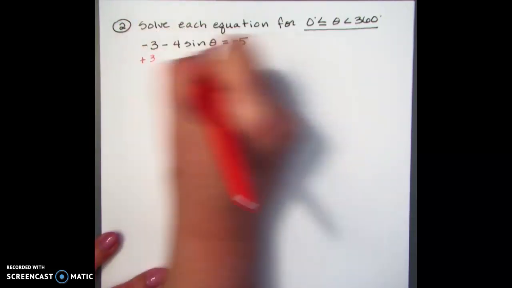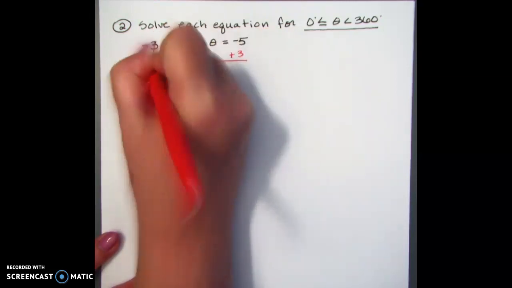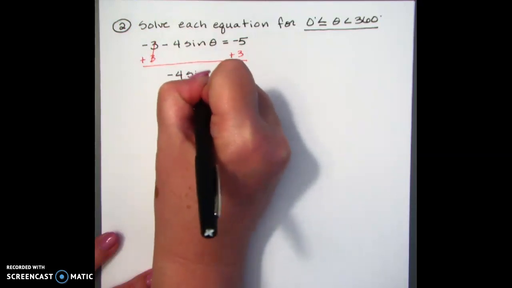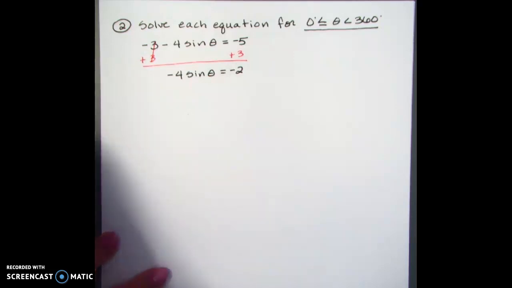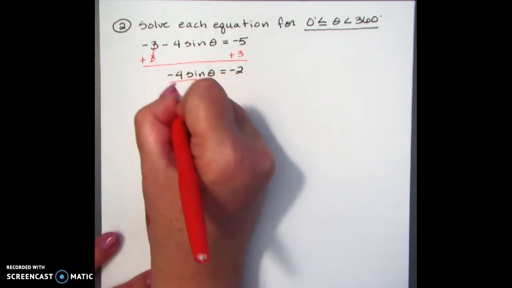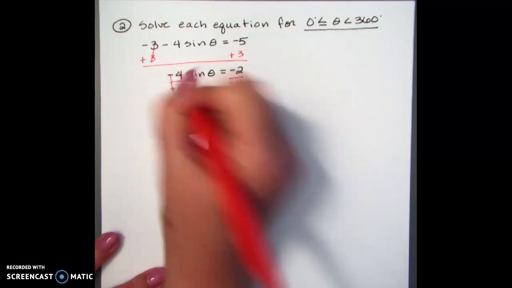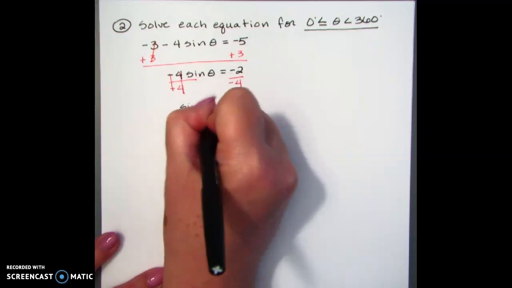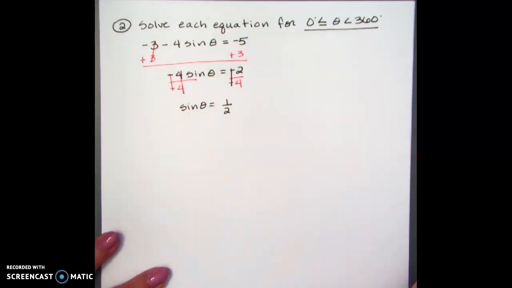If I add 3 to both sides, I get negative 4 sine of theta is equal to negative 2. And then if I divide both sides by negative 4 and reduce, we get that the sine of theta is equal to positive 1/2, because the negatives would cancel.